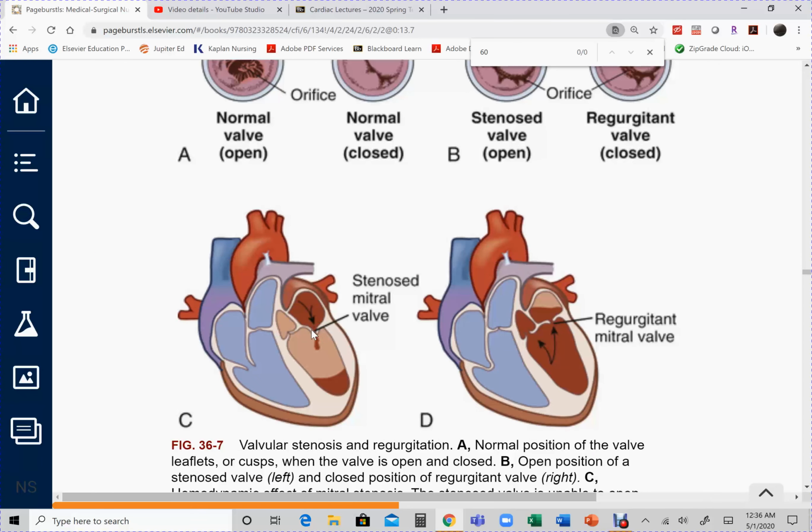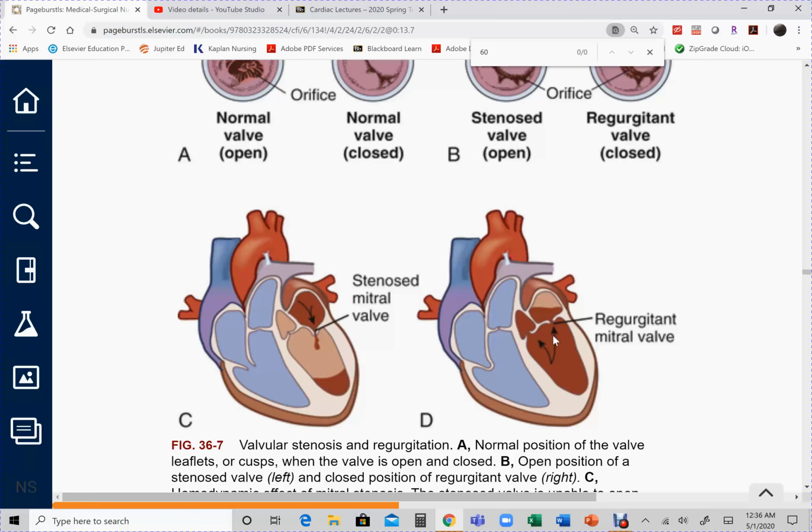So here's the condition. This is the illustration of how this thing causes congestion and therefore heart failure. So this is a stenosed valve. As the left atrium contracts, it cannot fill the ventricle enough. So there will be congestion here, and then here very little ventricular filling, so cardiac output suffers. So you can imagine how serious this is. You know, no cardiac output there, or very little.